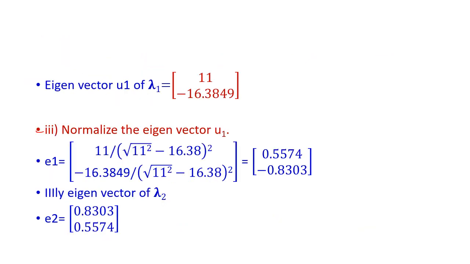Now we need to normalize the eigenvector u1, which value is e1, right? So e1 is equal to 11 divided by root of 11 square plus minus 16.38 whole square, and simultaneously minus 16.38 divided by root of 11 square plus minus 16.38 whole square. These two values give us the E1 value. Simultaneously we have to follow all the steps to find the eigenvector for lambda 2 also. Now this is the E2 value.